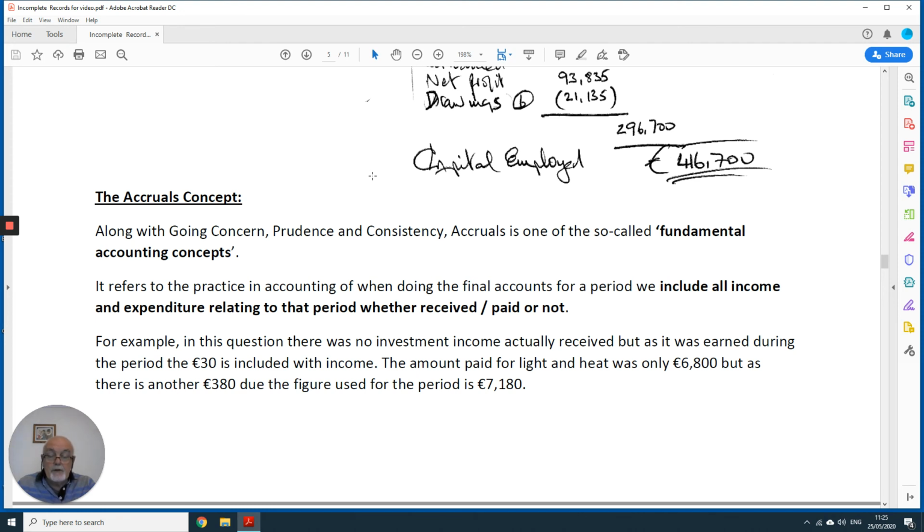So we saw in this question that there was €30 owed to the firm at the end of the year for investment income, and although it wasn't received, we did credit it to the period. We did put the €30 in as income in the profit and loss account. Similarly, we spent 6,800 on light and heat, but as we owe another 380 at the end of the year, it was 7,180 that we worked with. That's the accruals concept. The typical question that's asked in the theory part of incomplete records is what advice you would give the business owner.